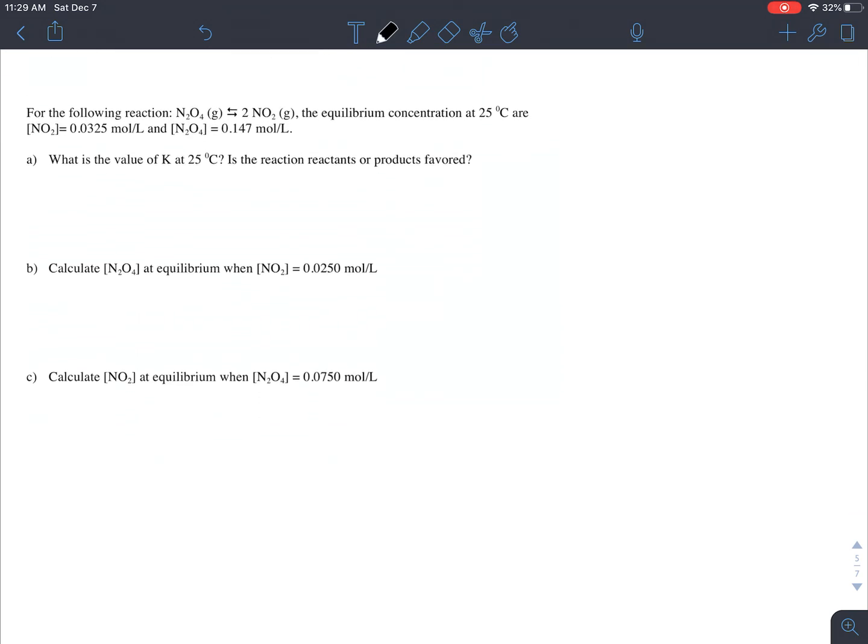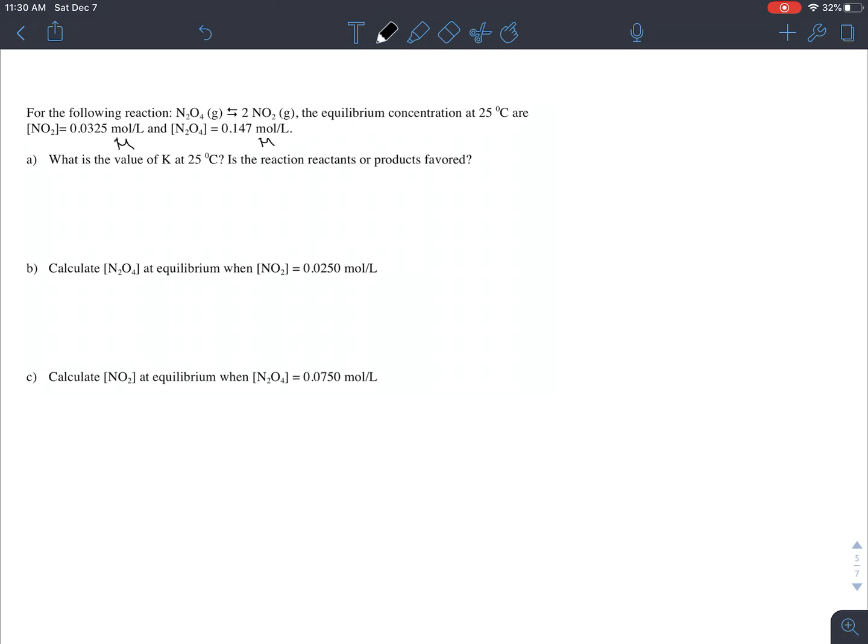For the following reaction of dinitrogen tetroxide to 2 nitrogen dioxide molecules, the equilibrium concentrations at 25 degrees Celsius are the following. Note that it's mole over liters, but don't let that confuse you. That's just big M written out. What is the value of K at 25 degrees Celsius? Is the reaction reactant favored or product favored?